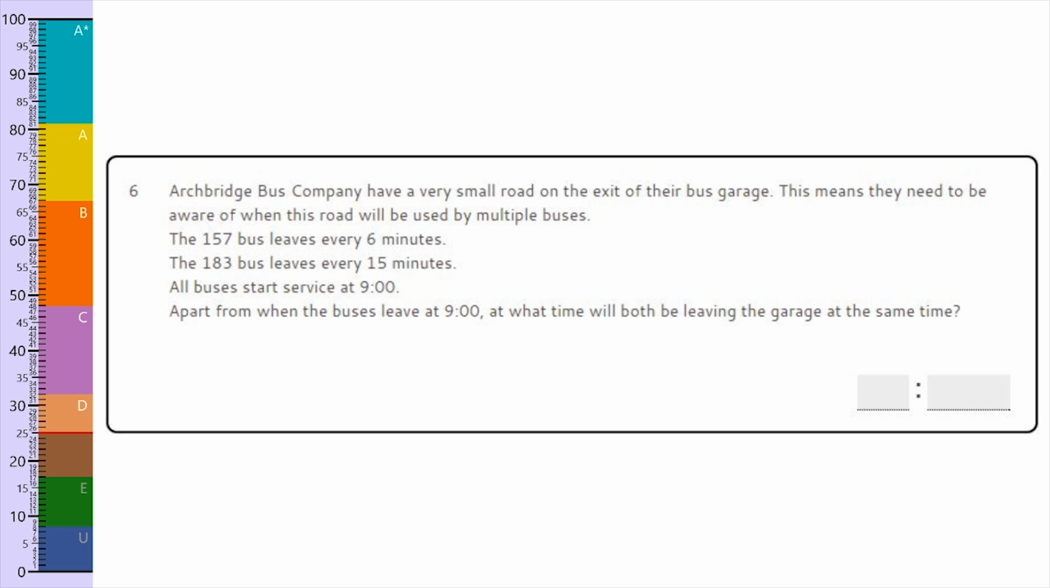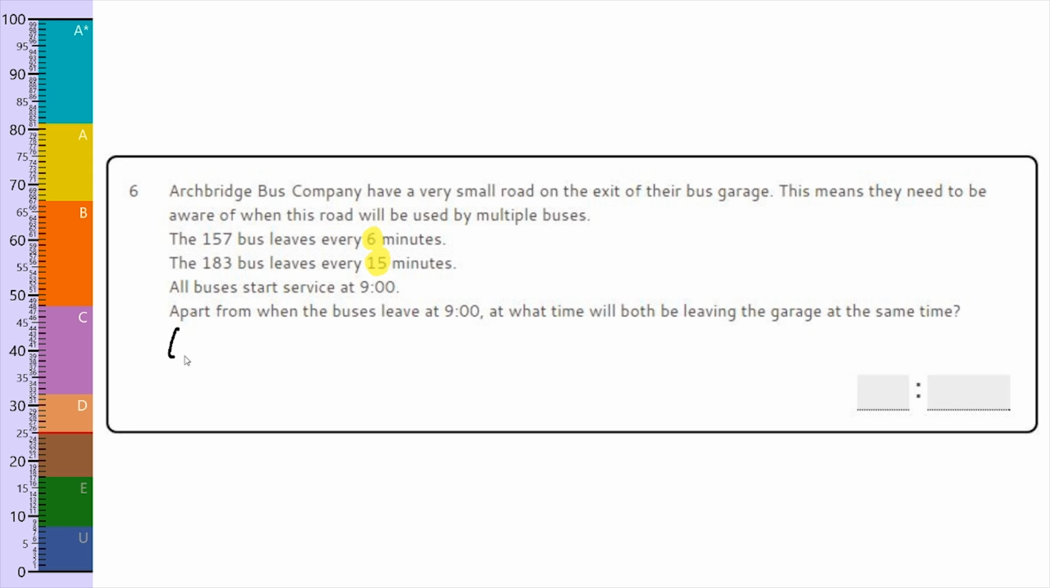Okay, so this is quite a wordy question. It's basically about two buses, lots of words and stuff like that, and lots of interesting things that I've written in the question. But it's basically asking you, between 6 and 15, those two times tables, which number comes up in both of those times tables first? It's the lowest common multiple, we call it in maths.